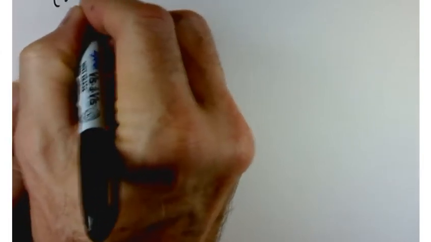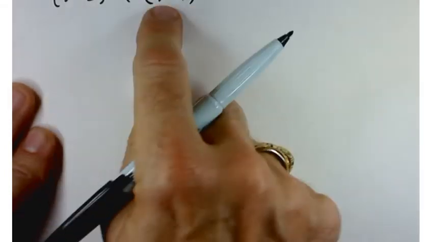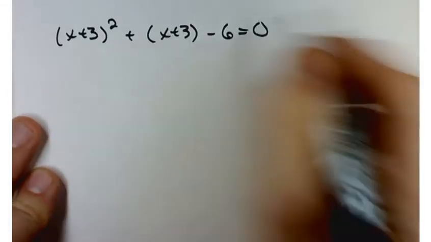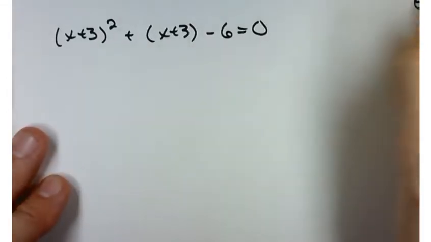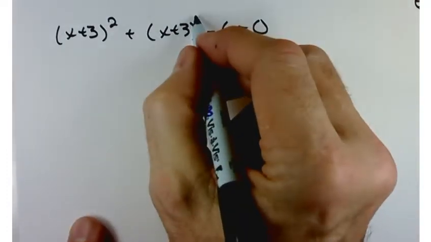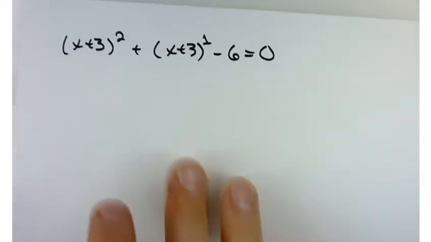x plus 3. So x plus 3 squared plus x plus 3 minus 6 equals 0. This actually looks worse than it is. Is this one quadratic in form? Yeah. If you look at it carefully, there's a 1 here, 2 times 1 is 2. So it is quadratic in form.